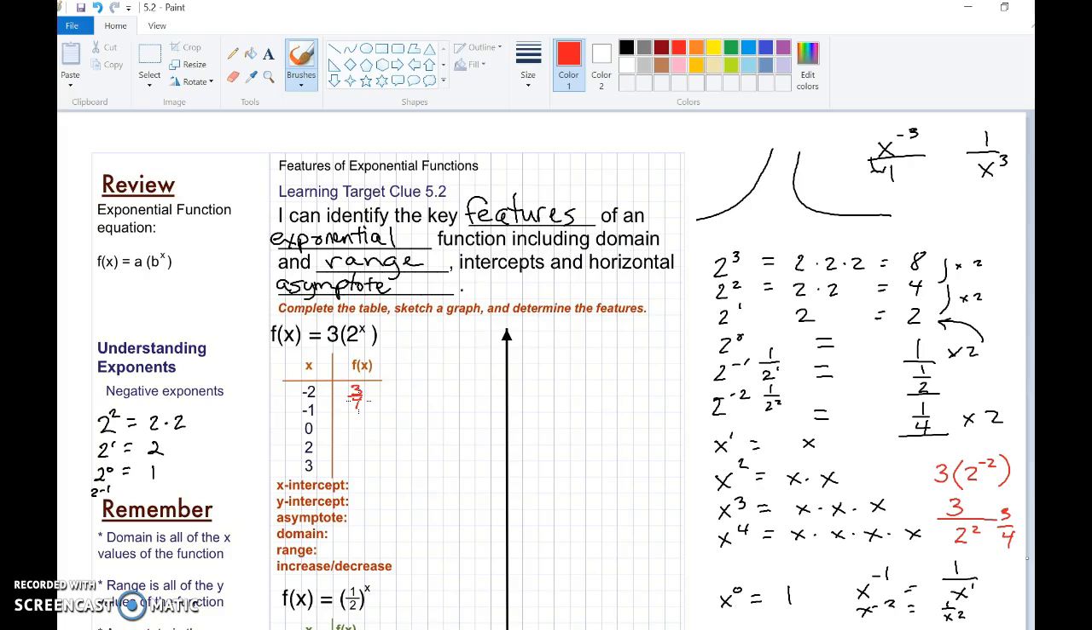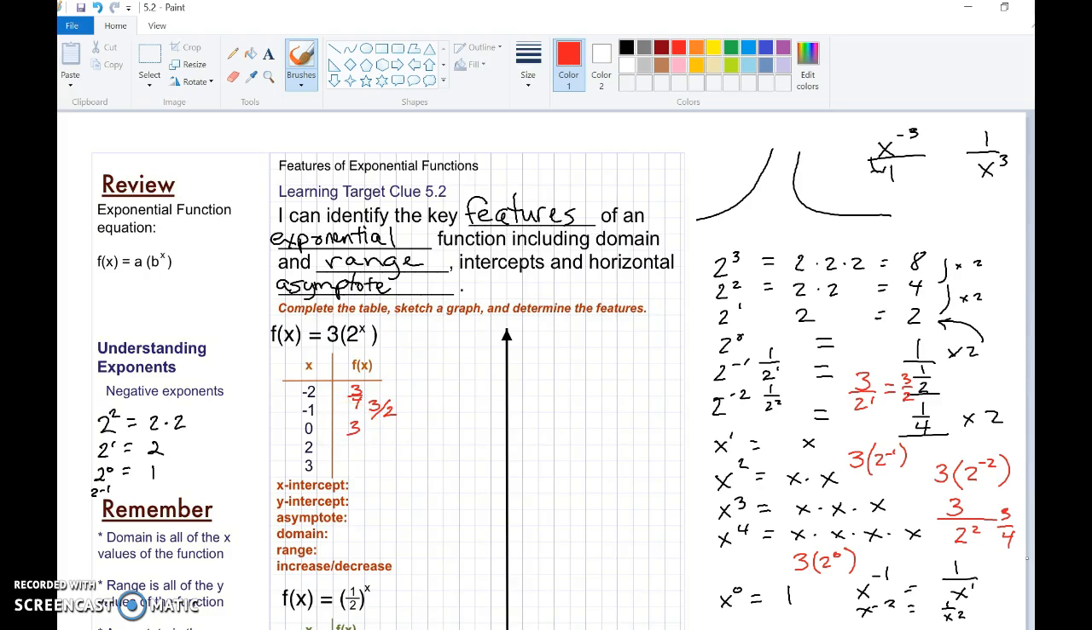And now I have 3 with negative 1. So if I have 3 times 2 to the negative 1, well, 2 to the negative 1 is really 1 over 2 to the 1st. So that becomes 3 over 2 to the 1st power, which becomes 3/2. All right? For 0, 3 times 2 to the 0 power: 2 to the 0 becomes 1, because any number to the 0 power is 1. 1 times 3 is 3.